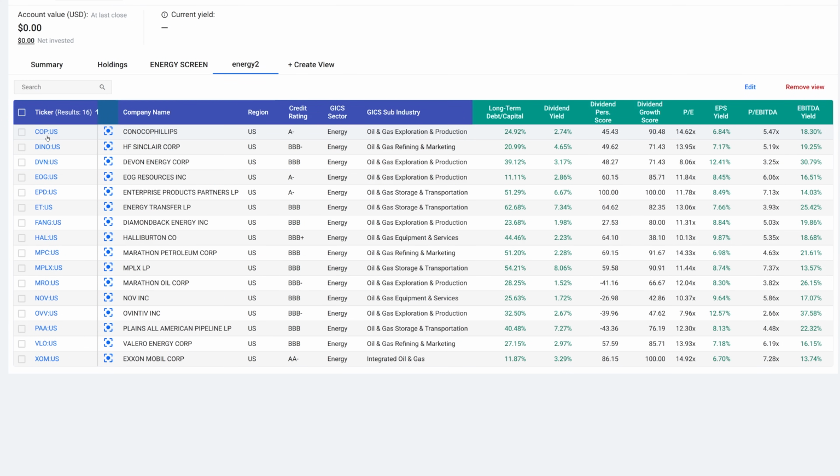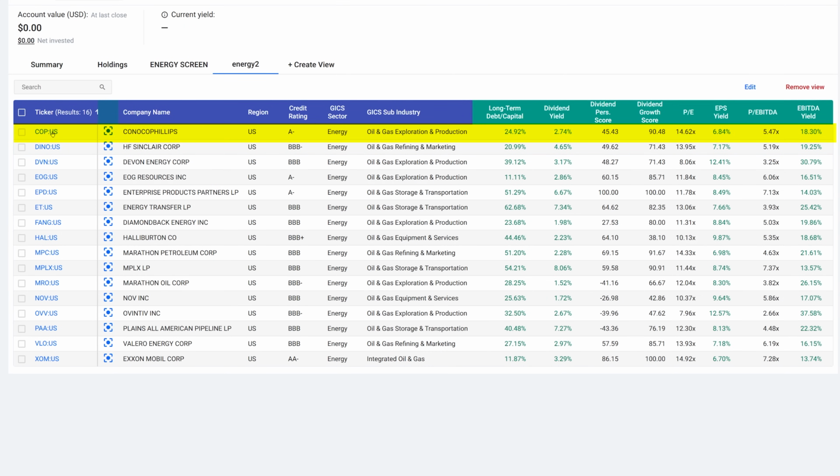So let's start with ConocoPhillips. Now by looking at the portfolio view, I see it's A-rated. It's an oil and gas exploration company. It only has 25% debt to capital, has a 2.7% dividend yield, which is pretty attractive. Dividend persistency score is low, but the growth score is high. Okay, and the valuations are good.